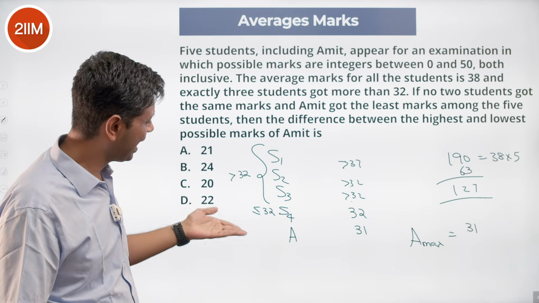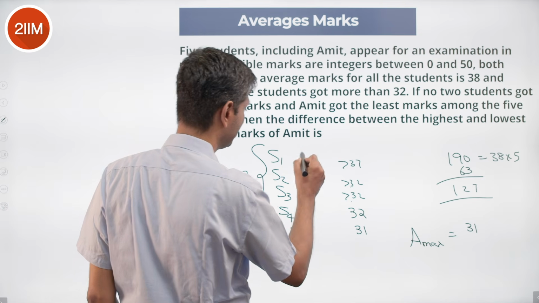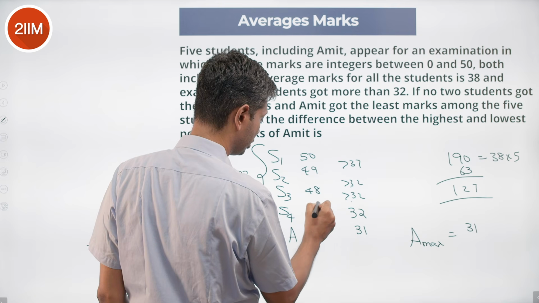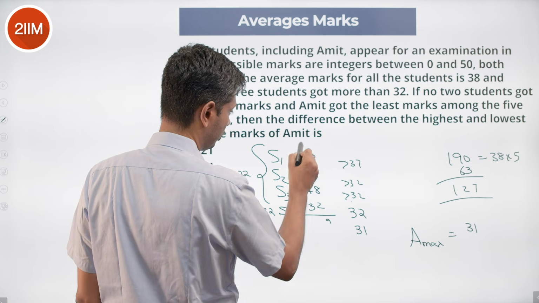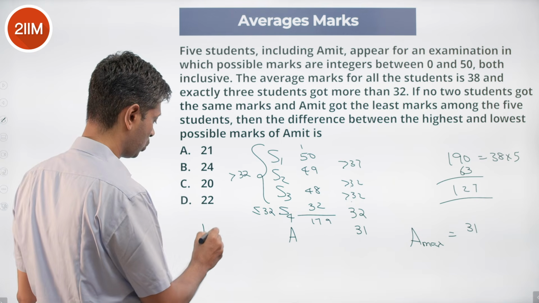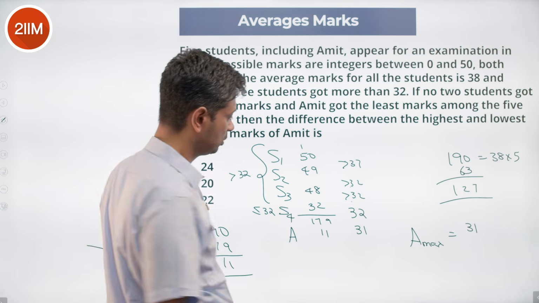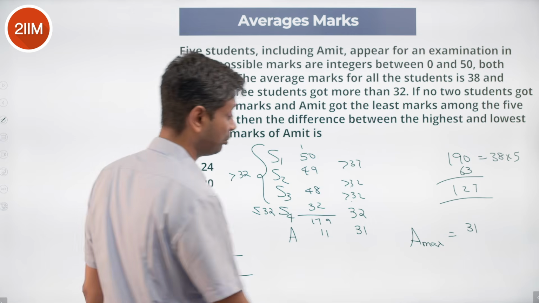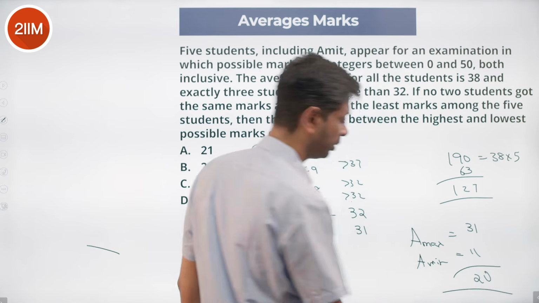Minimum. Amit has to be minimum, so everything else has to be as high as possible. So what do I put? I put this guy as 50, this guy as 49, this guy as 48, and this guy as 32. Add everything up: 179. Total is 190. These 4 fellows add up to 179. Amit will have 11. So I could have 50, 49, 48, 32, 11. That's a possibility. So Amit minimum is 11. The difference between maximum and minimum is 20.